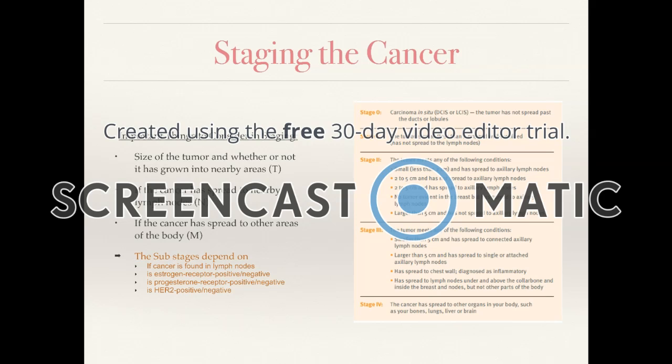Stage 4, the tumors have spread beyond the breast and nearby lymph nodes to other parts of the body, becoming metastasized.